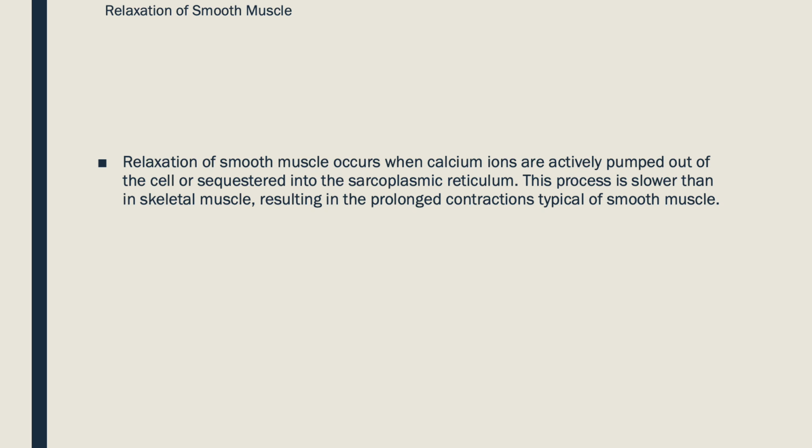So, smooth muscle relaxes when calcium is pumped out of the cell or into the sarcoplasmic reticulum. The myosin light chain phosphatase dephosphorylates myosin, and that will stop cross-bridge formation and cause relaxation. And keep in mind, smooth muscle relaxation is going to be slower than skeletal muscle, and that's going to give you those prolonged contractions.